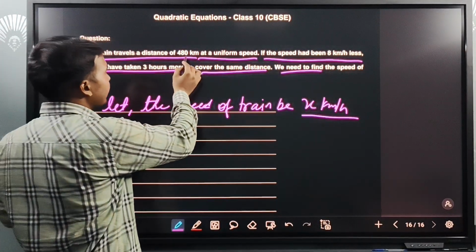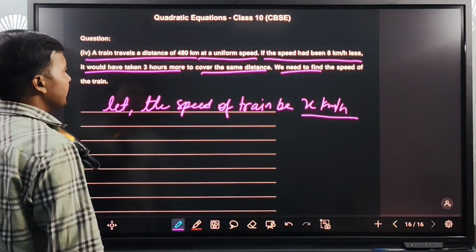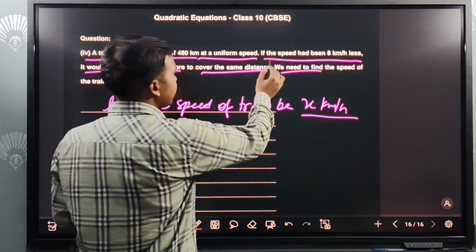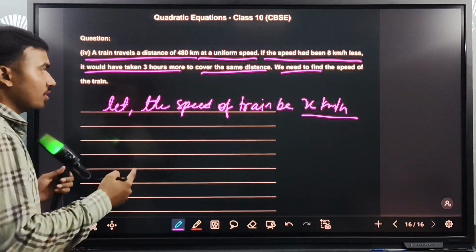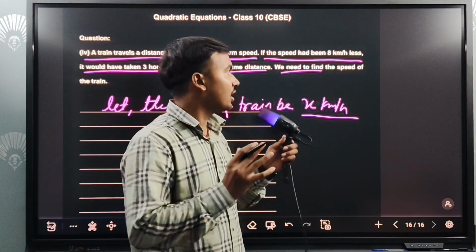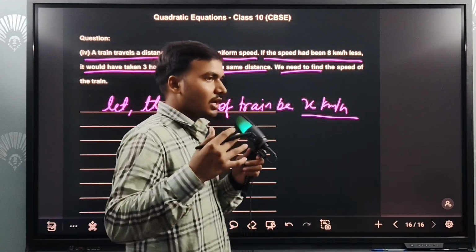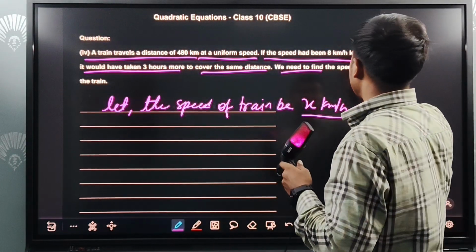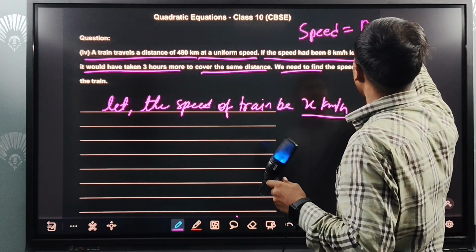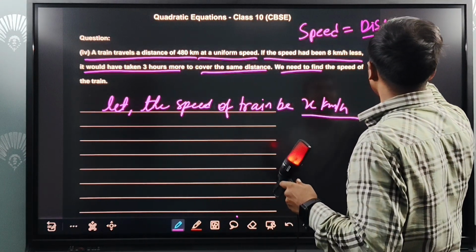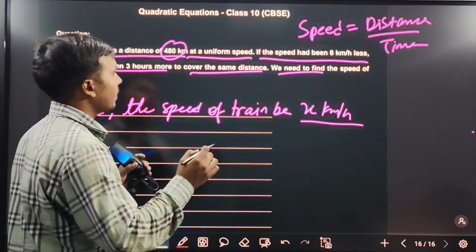The train travels a distance of 480 km at uniform speed. If the speed had been 8 km per hour less, then it would have taken 3 hours more. So we have to compare both of these lines. You already know the formula of speed. Speed is equal to distance by time.